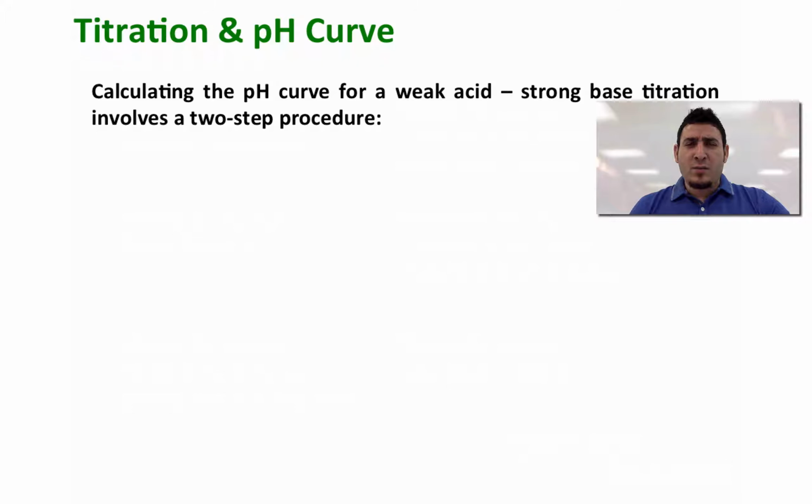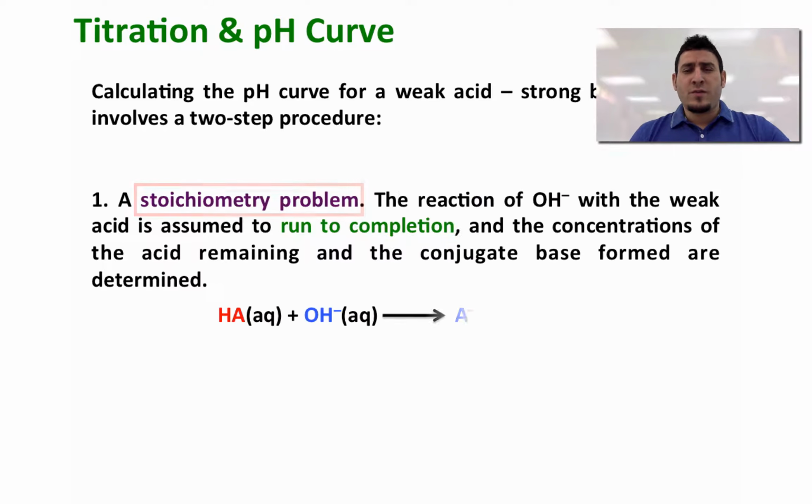Now, calculating the pH curve for a weak acid strong base titration involves a two-step procedure. The first one is a stoichiometry problem where the reaction of OH- with a weak acid is assumed to run to completion, and the concentrations of the acid remaining and the conjugate base formed are determined. So as you can see, HA plus OH- will give A- plus H2O.